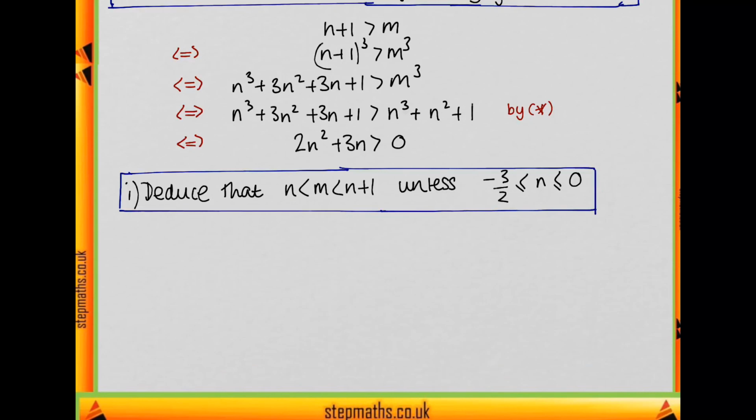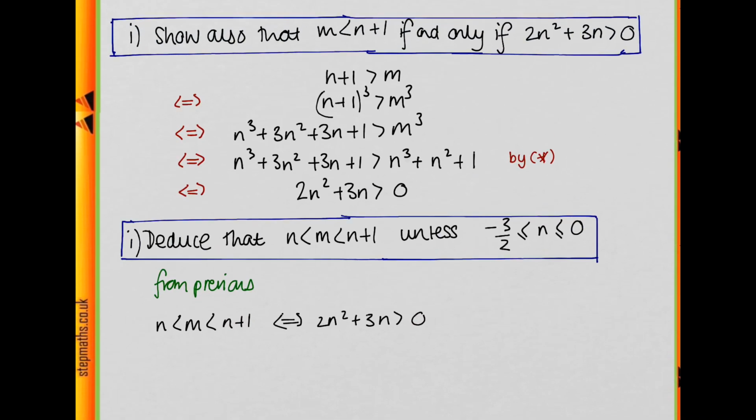We're now asked to deduce that m is between n and n plus 1 strictly unless n is between minus 3 over 2 and 0 included. So let's look at the line. So we've got m being between n and n plus 1 strictly implies that from the previous part, if m is less than n plus 1, as shown here, 2n squared plus 3n is greater than 0.